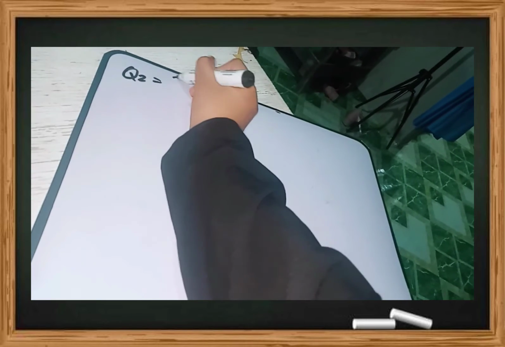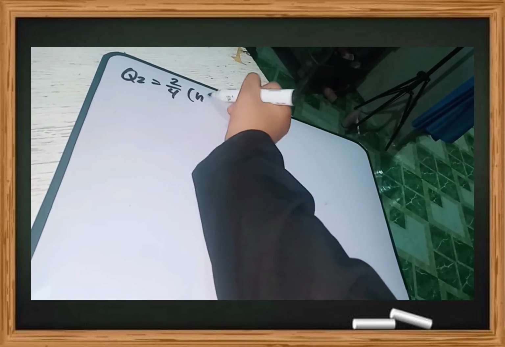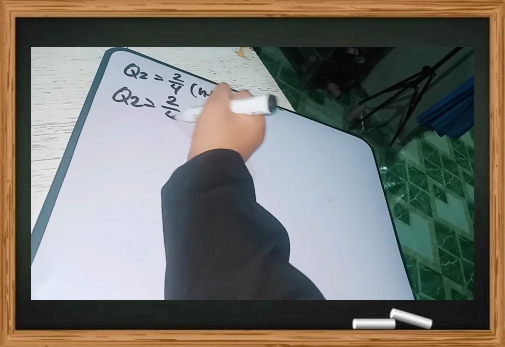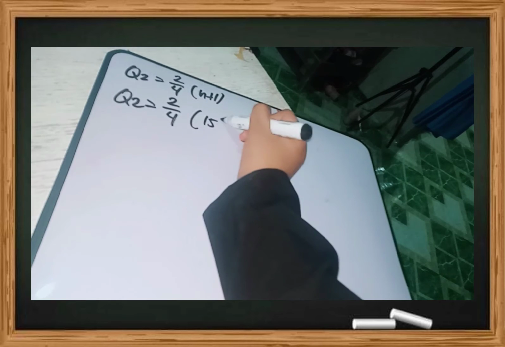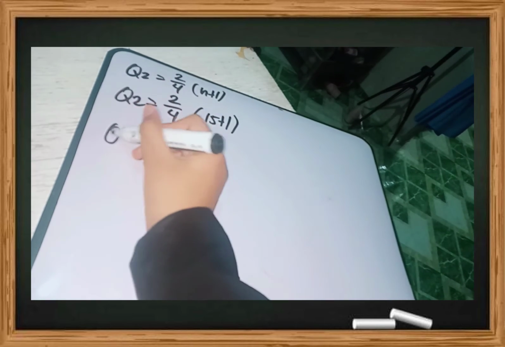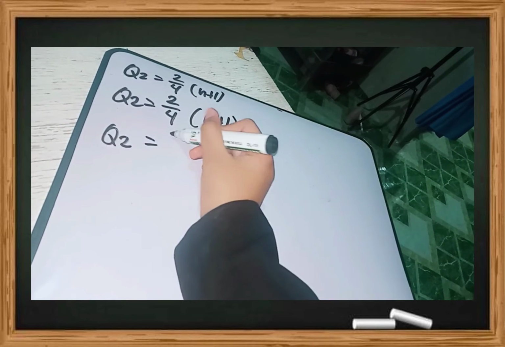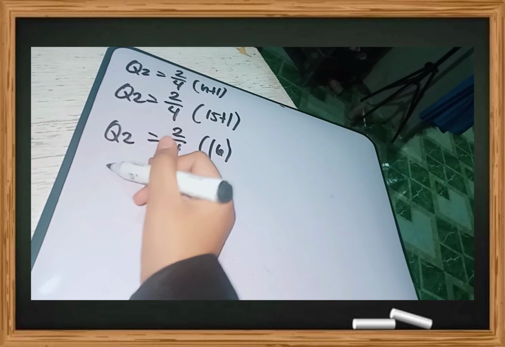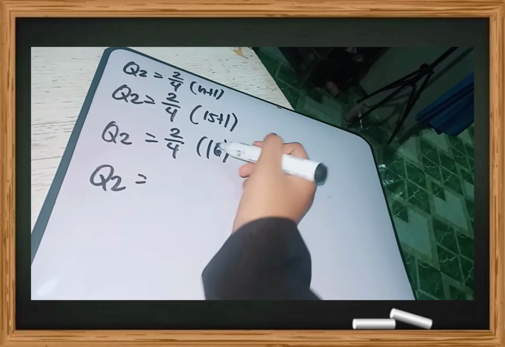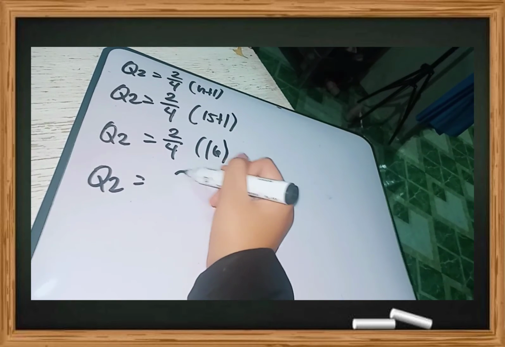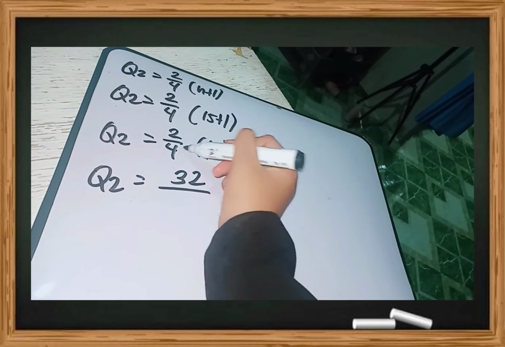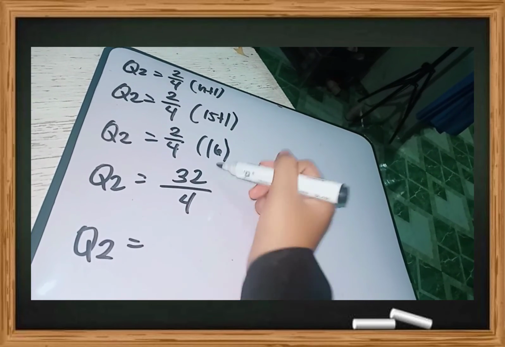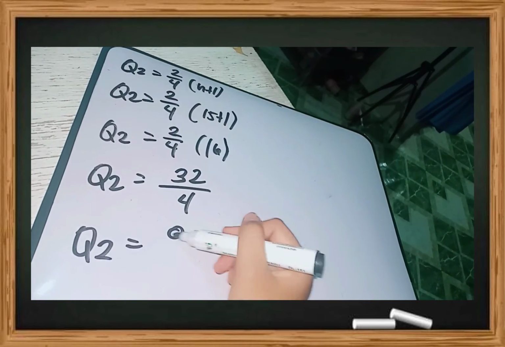Quartile 2 is equal to 2 over 4, n plus 1. Quartile 2 is equal to 2 over 4, 15 plus 1, which is equal to 16. Quartile 2 is equal to 16 times 2 is equal to 32. Copy the denominator, which is 4. So, quartile 2 is equal to 32 divided by 4 is equal to 8.